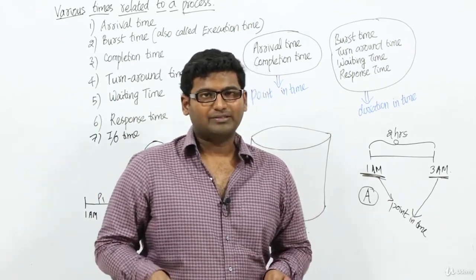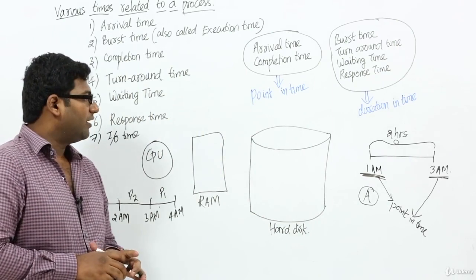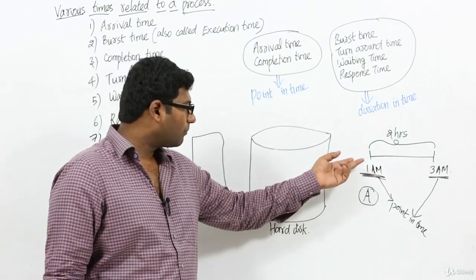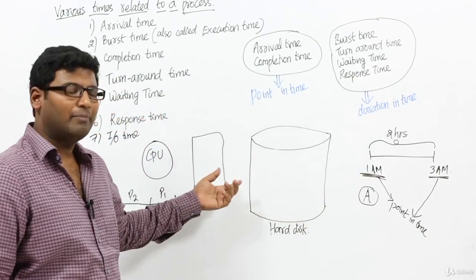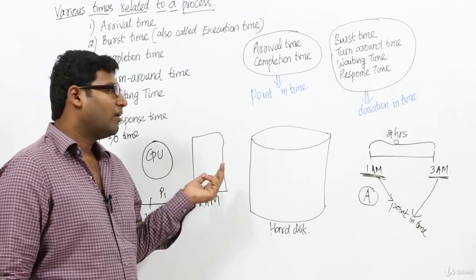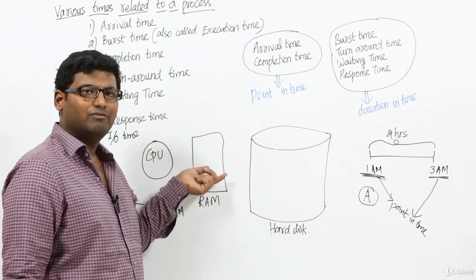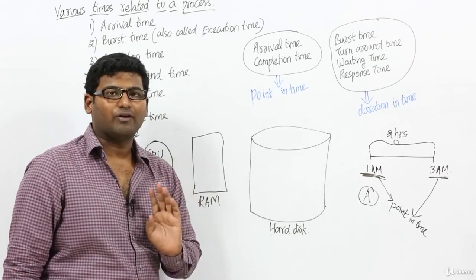Now let's see these things. We know that initially the program will be converted from source program to machine program, and then it will be placed inside the hard disk. Then it will be moved into the RAM. Once the process is in RAM, it can be either executed, or IO will be done for the process, or it will be waiting for some event to happen. This is what we have seen so far.